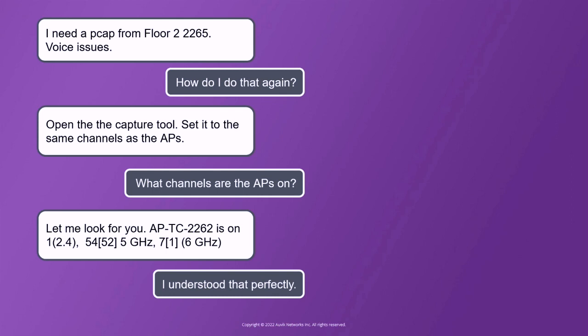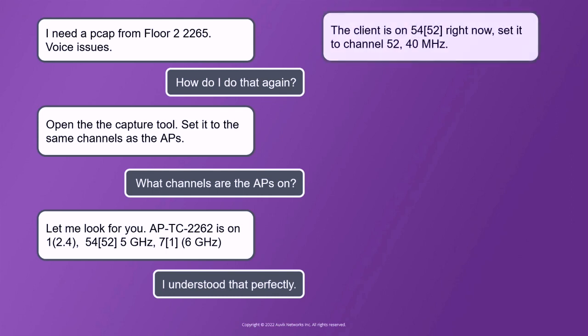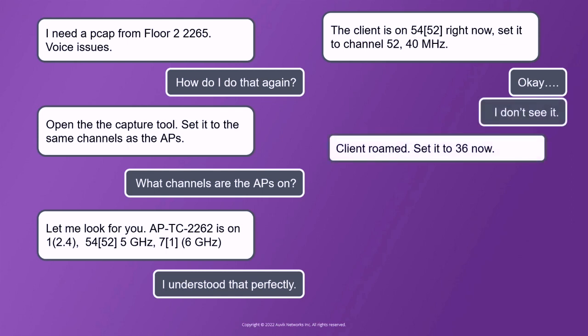I understood that perfectly. All right, let me make this easier for you. The client is on 54, primary channel 52 right now. Set it to channel 52, 40 megahertz. This is going to go well. I don't see it. Oh, yep, sorry, client roamed. Set it to 36 now. Okay, this is a scenario that I have experienced. I'm sure some of you guys, raise your hand if you have had similar things like this with trying to capture things.